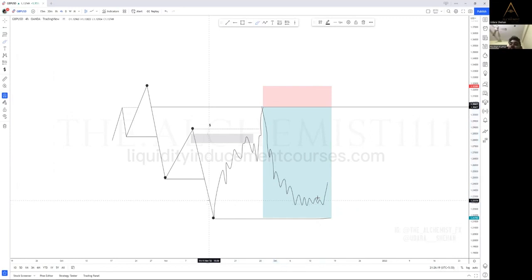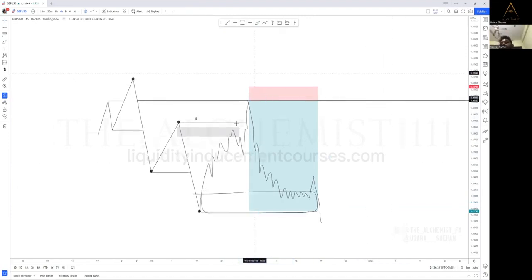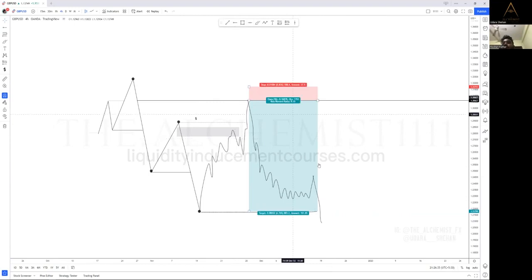Why? Because there are people who wanted to buy it here, right? And then this. See that? This is what would happen. So the best thing to do is take your entry from above the pool of liquidity. Can you understand this scenario? I hope it's clear. You understand this, right? A simple example.